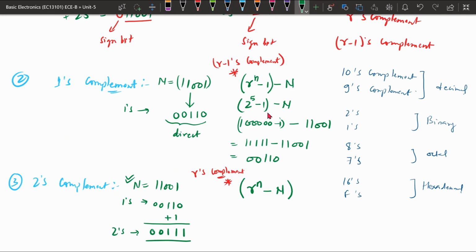By using this formula also we can calculate by putting in the values. So 2 to the power n, that will be 2 to the power 5, so it will be 100000. This will be 5 zeros. Okay.